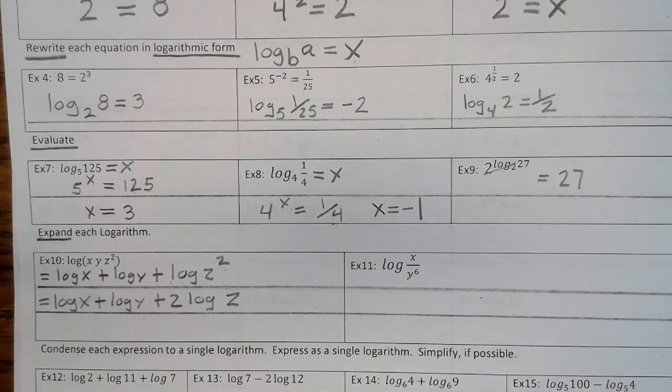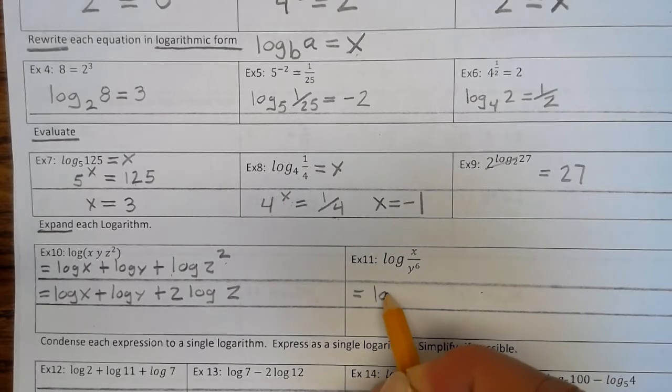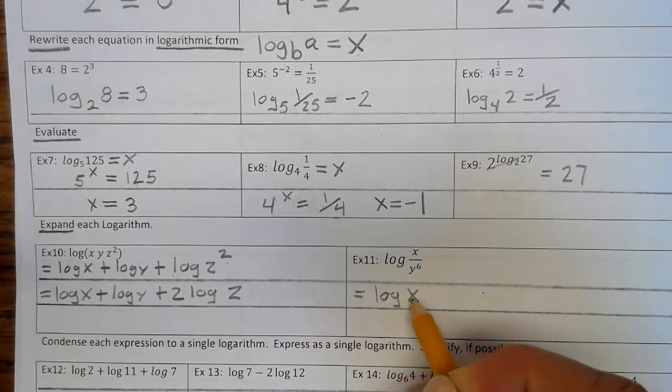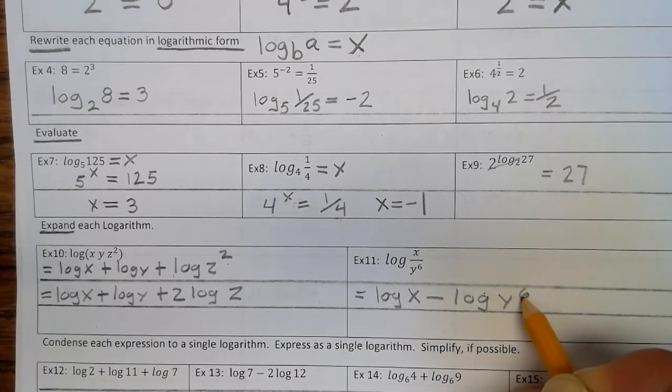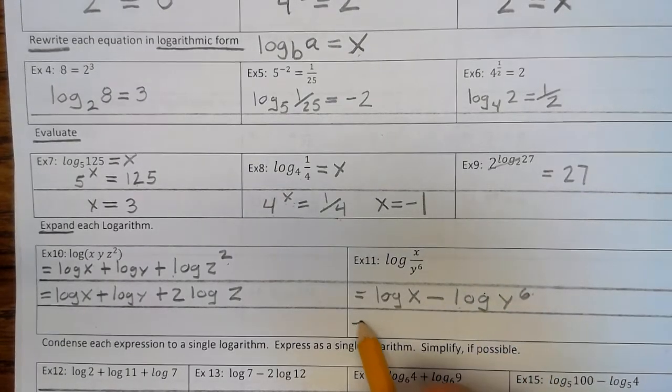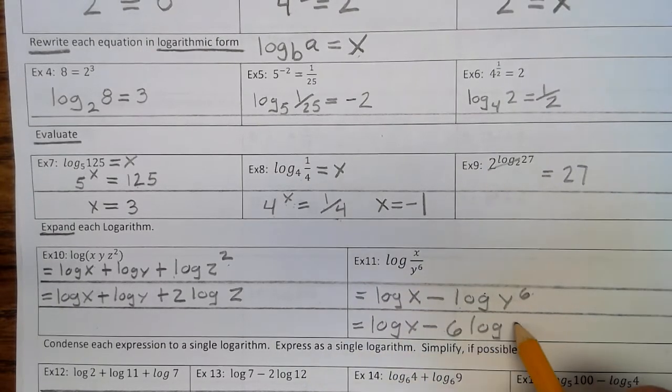All right, so this is the quotient rule, which you know is different. So that's log of x minus log of y to the 6, but we need to move the 6 to the front. So then that's log of x minus 6 log of y.